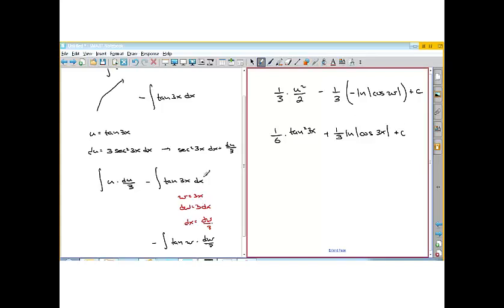Now, the other way of doing it was, when we have these integrals that have a constant inside the argument, when we integrate it, we divide by the constant. So I know to divide that by 3. So I get 1/3, and then the natural log of the absolute value of the cosine of the argument. The argument never changes during integration. You may end up with constants out front. I'm just going to double check that before I declare victory. 1/6 tangent squared 3x plus 1/3 natural log of the absolute value of cosine of 3x plus c. So that is the correct answer.